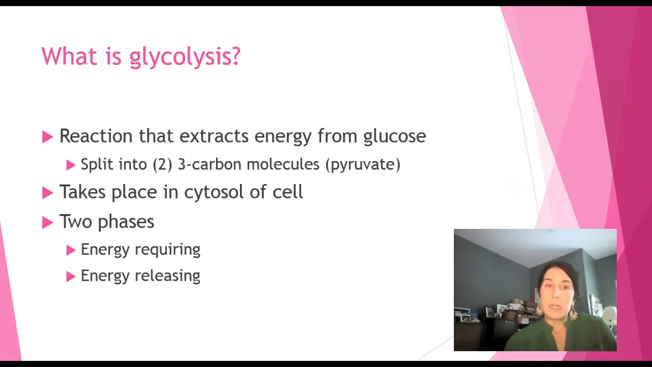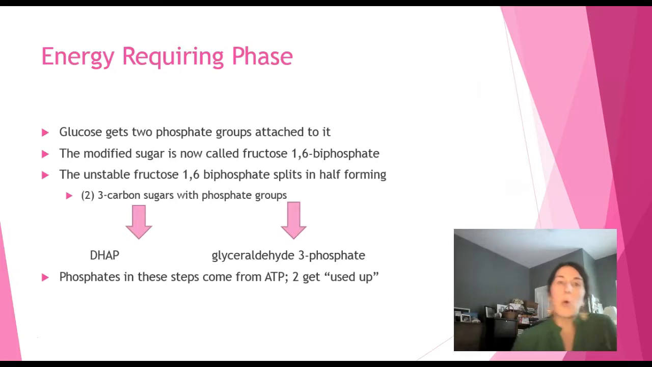I'll first start discussing the energy requiring phase of glycolysis, and then I'll discuss the energy releasing phase. So for the energy requiring phase, glucose gets two phosphate groups attached to it. And once this occurs, the sugar has been modified and it's now called fructose 1,6-biphosphate. And this is an unstable molecule. So this unstable molecule is split in half, and that forms the two 3-carbon sugars with attached phosphate groups.